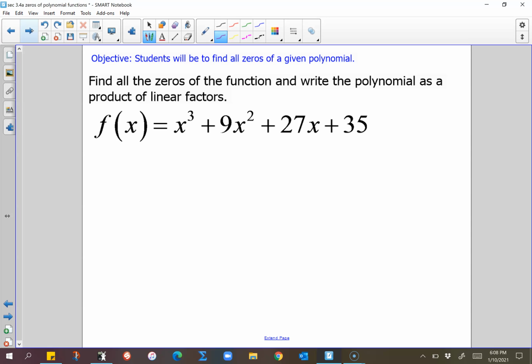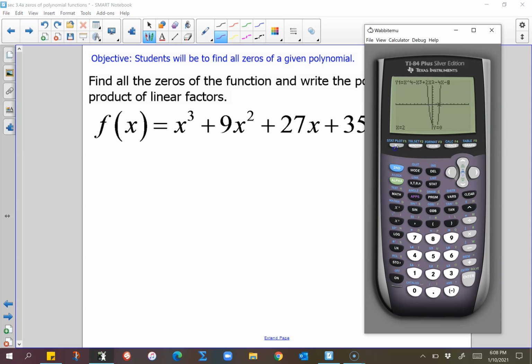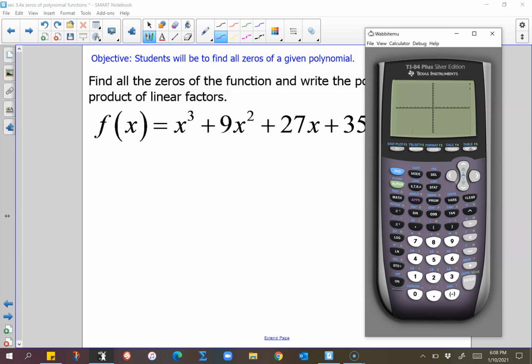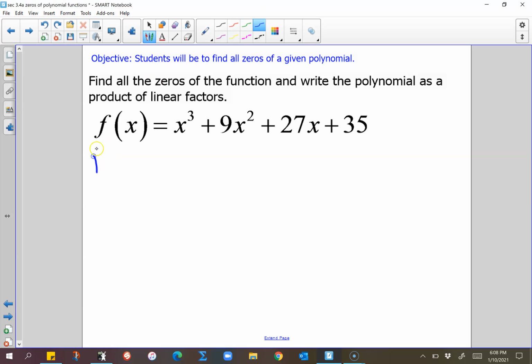Third power, so I'm looking for 3 zeros, so let's go to our calculator and type that in there. So x to the third plus 9x squared plus 27x plus 35. All right, so I know I need at least 1 to get me to a quadratic. Looks like I've got it. Looks like that's -5. All right, so step 1, I got -5 from my calculator.